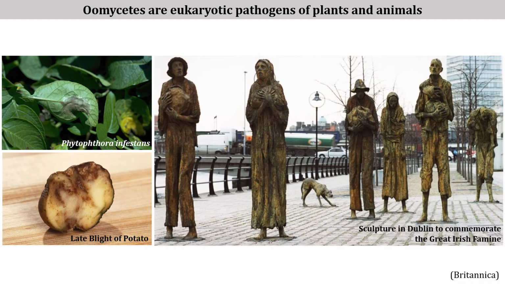Oomycetes are a group of fungi-like eukaryotic pathogens which infect both plants and animals. The most popular and well-studied of this group is Phytophthora infestans, which causes the late blight of potato that led to the Great Irish Famine in the 19th century.